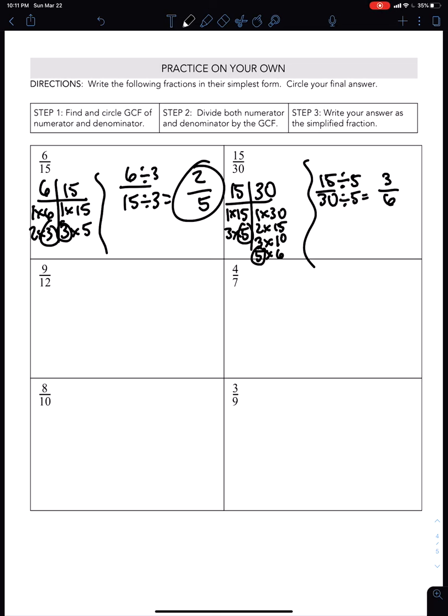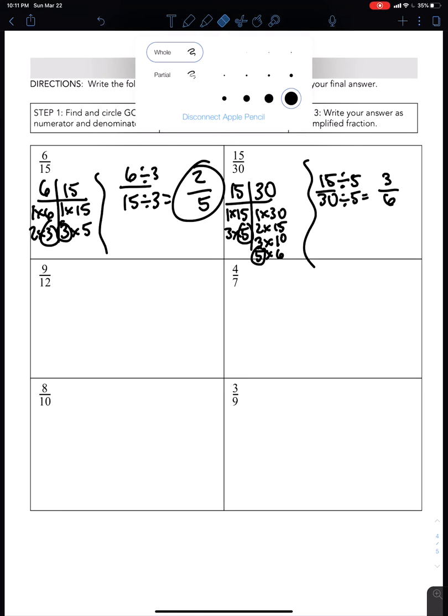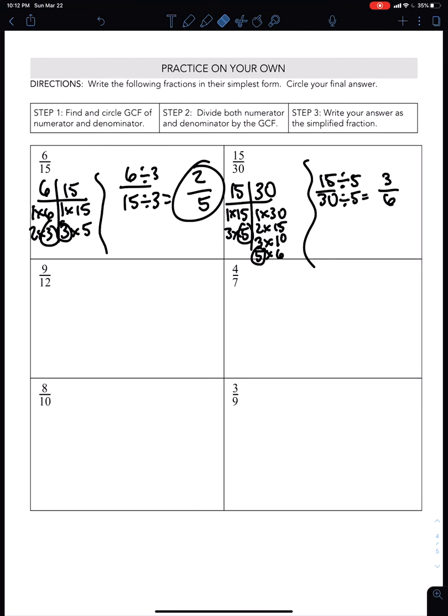Just kidding. I messed up. Greatest common factor is actually 15.